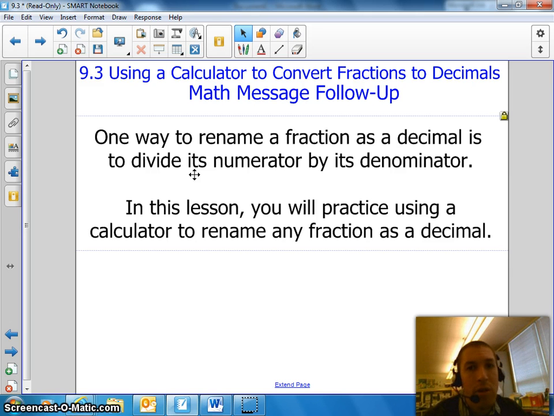We've talked about how that line on a fraction is the same as a division sign. So, in this lesson, we will practice using the calculator to rename the fraction as a decimal.